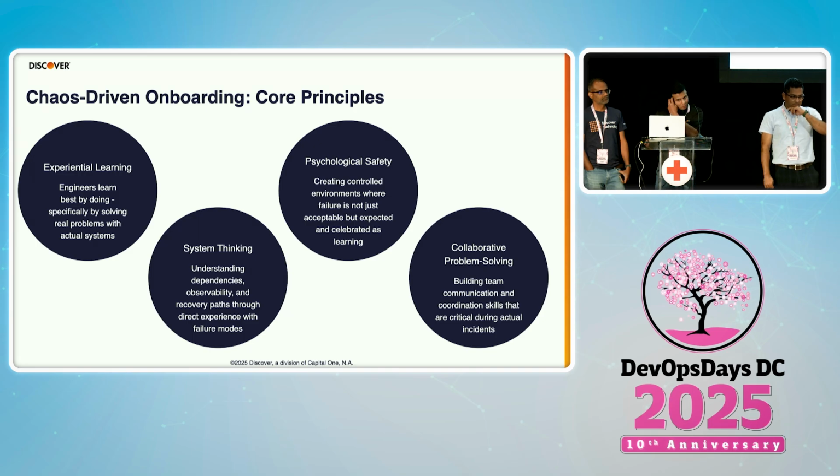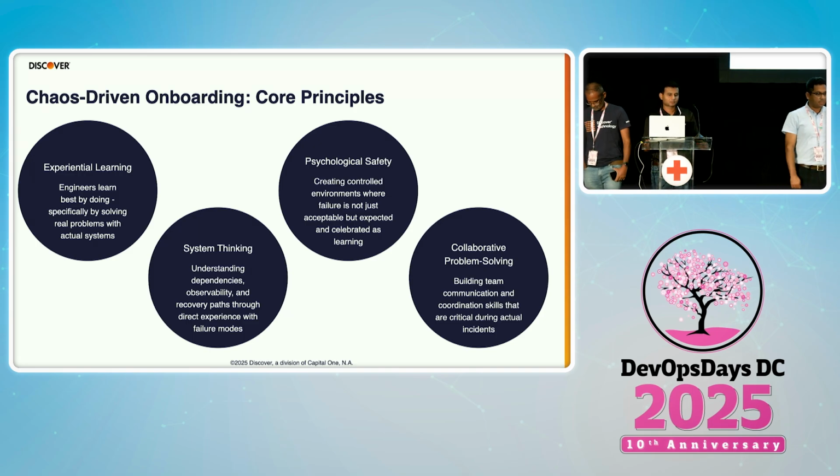Then what are the core principles of chaos-driven onboarding, right? The first one would be experiential learning. What I mean by that is, you learn by doing things, not just reading documents, right? You will be specifically solving real problems with actual systems. So that is how you will learn.